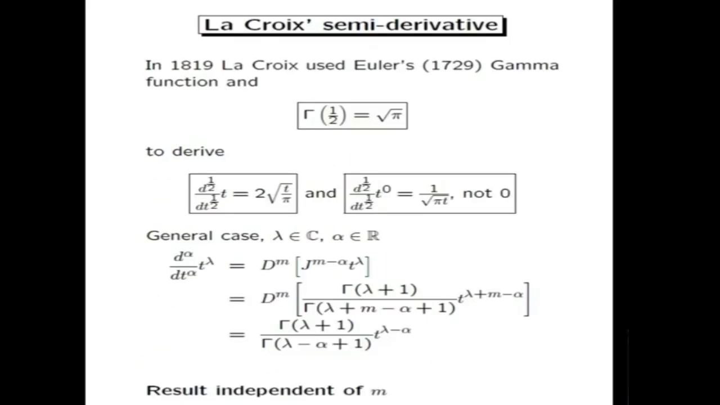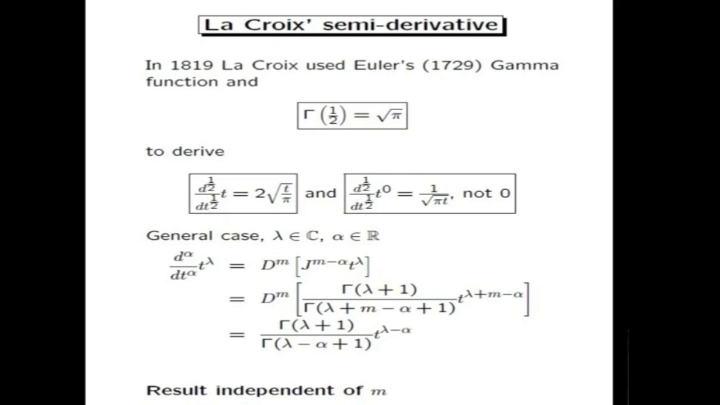Lacroix used Euler's gamma function and the result that gamma of a half is equal to the square root of pi to deduce the semi-derivative of t and of t to the 0. By semi-derivative, I mean the half-order derivative of a function.